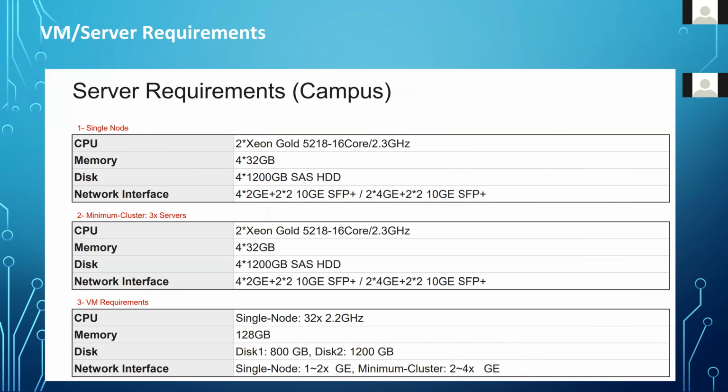What are the server requirements? Actually, these requirements are already mentioned in the deployment documentation: the requirements for a single node, for the minimum cluster, and for a VM. As you can see, we need 32 cores and 128 GB RAM.